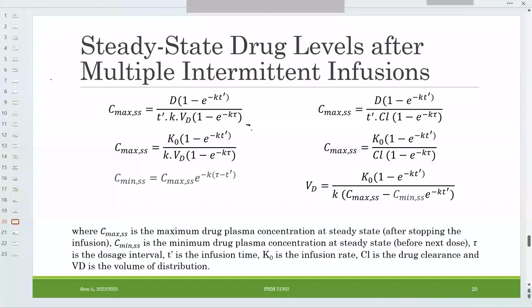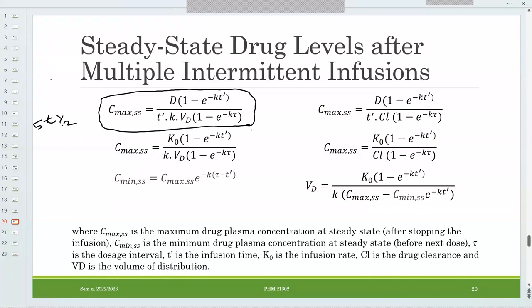This is the main equation to calculate Cmax after multiple infusions once steady state has been achieved. And how can you know if steady state is achieved or not? Again, we can use the rule of 5 half-lives.